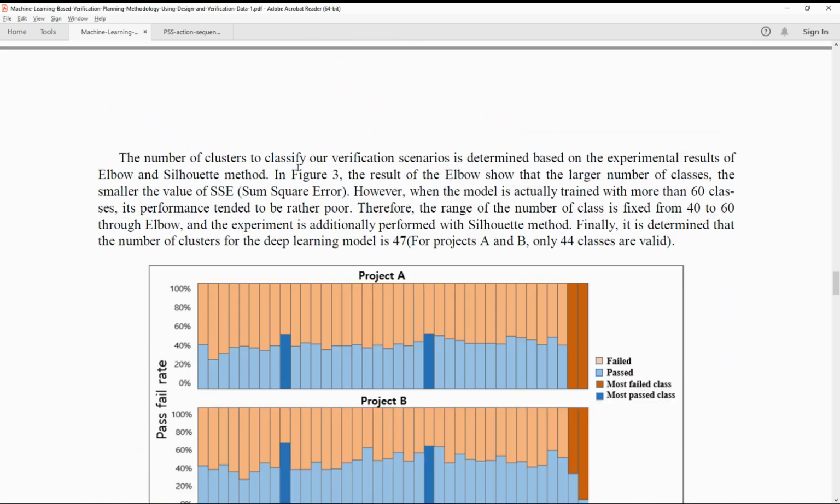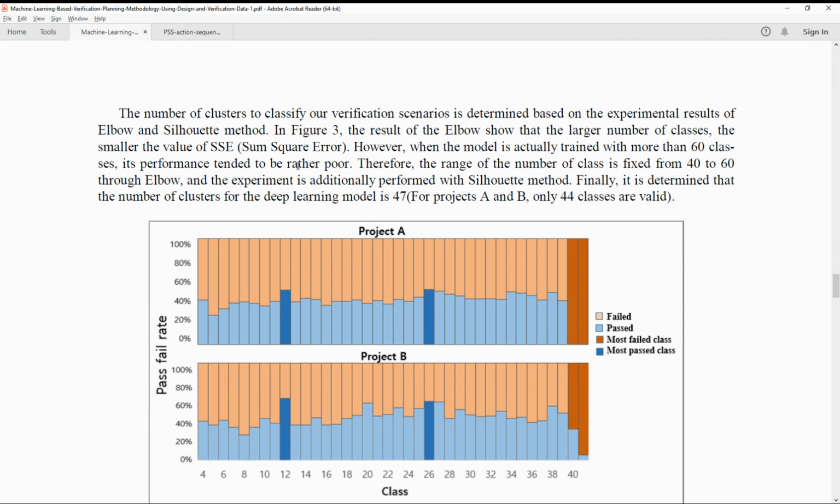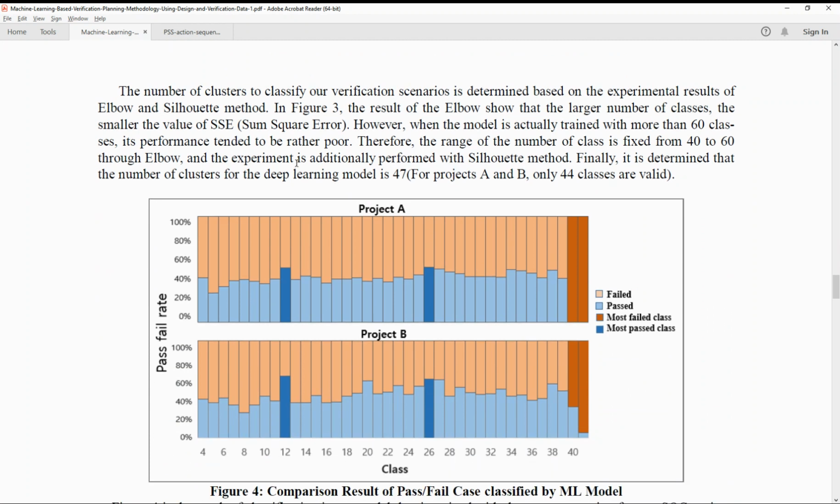The number of clusters to classify our verification scenarios is determined based on the experimental result of the elbow and silhouette method. In Figure 3, the result of the elbow shows that the larger the number of classes, the smaller the value of SSE, the sum of squared errors. However, when a model is actually trained with more than 60 classes, its performance tends to be rather poor. Therefore, the range of the number of classes is fixed from 40 to 60 through the elbow.